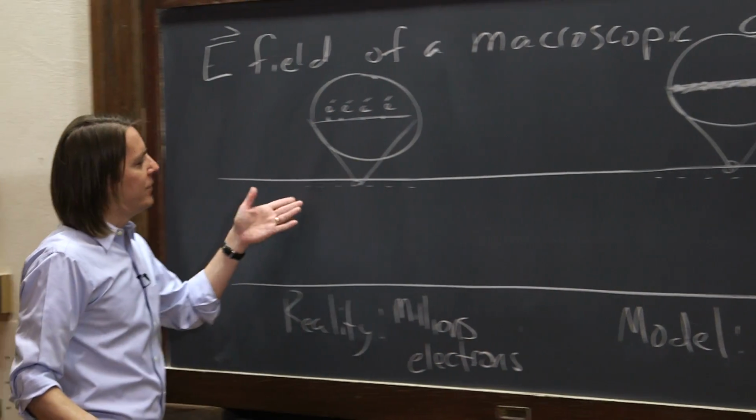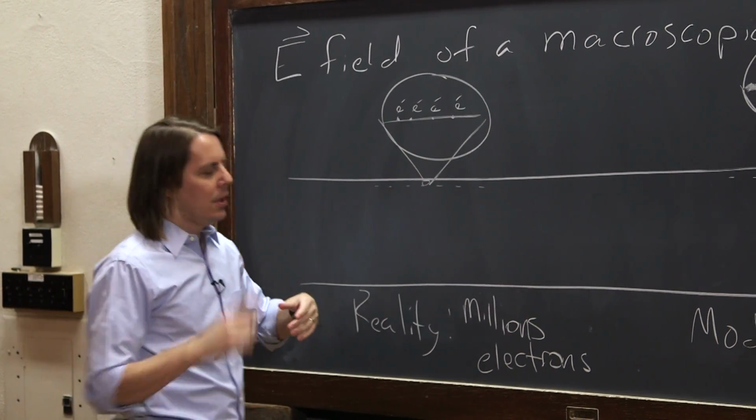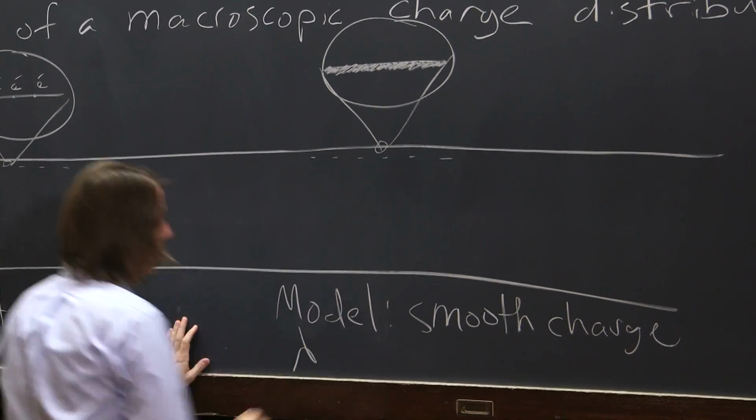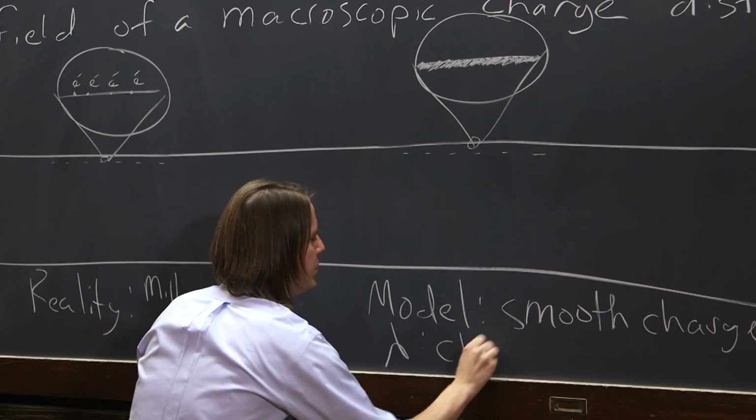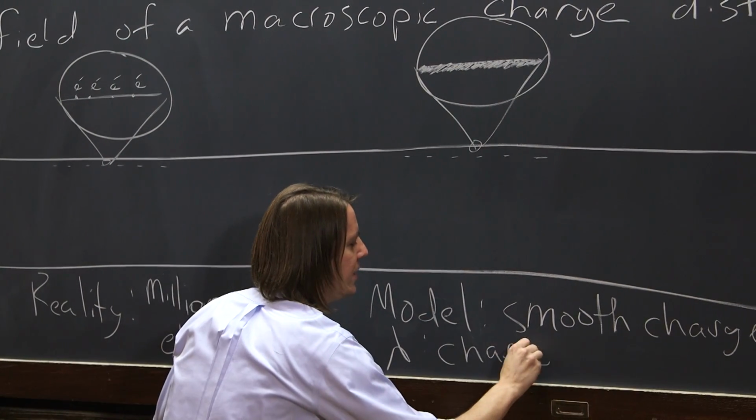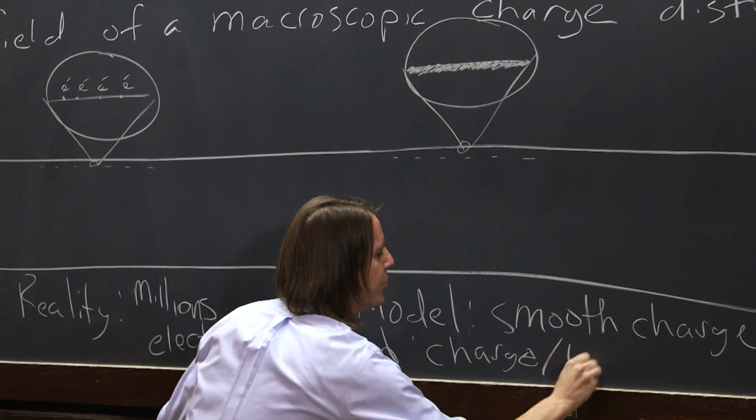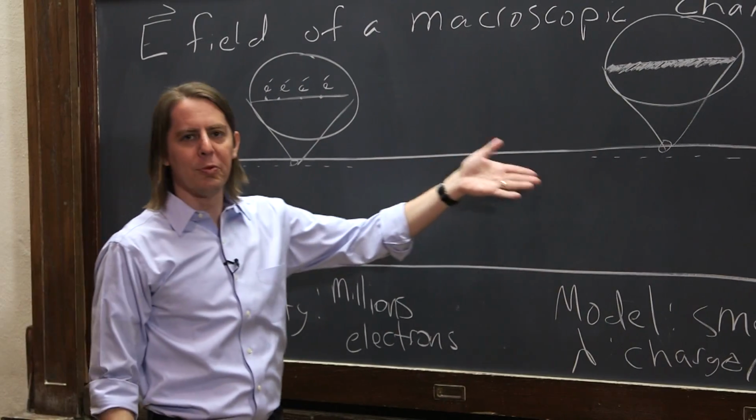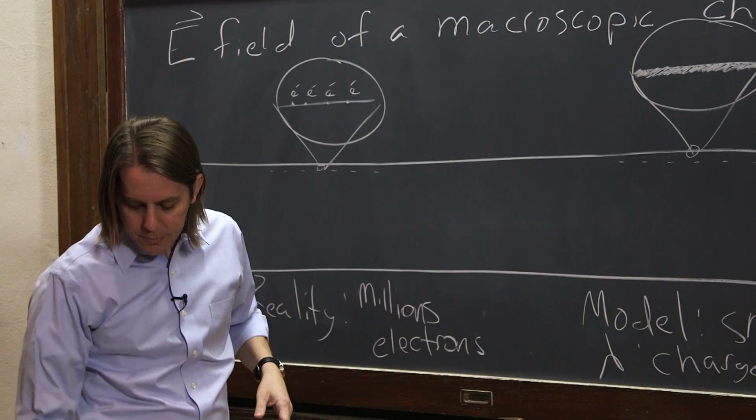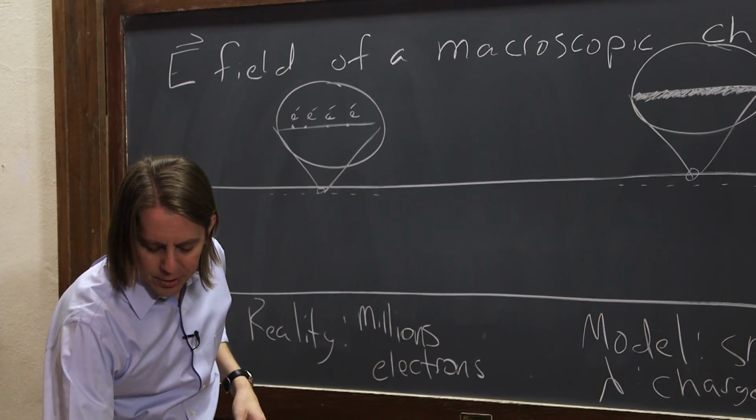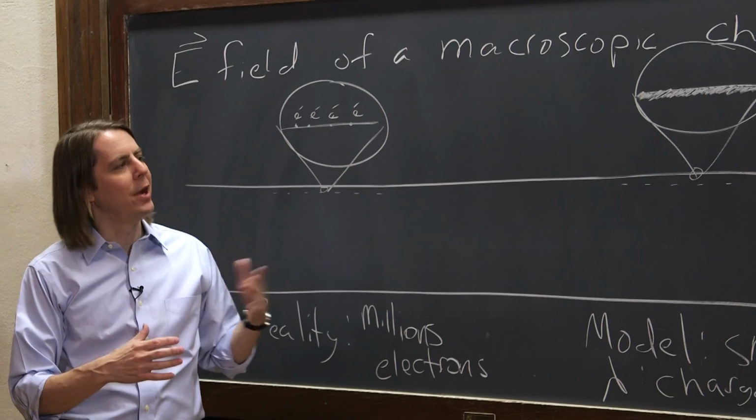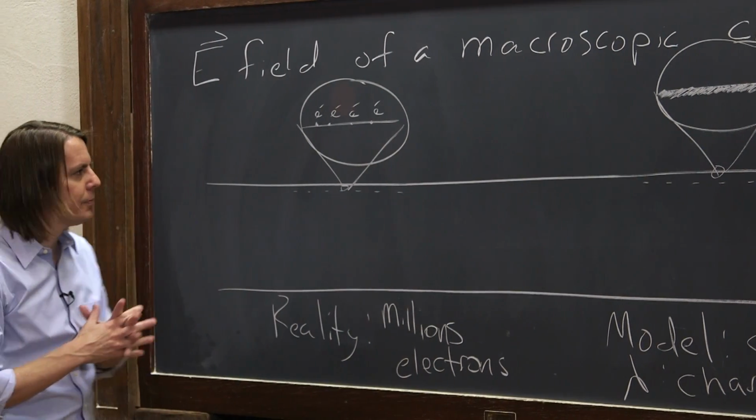And here you might characterize it with some number of electrons per meter. Here we characterize it with lambda, and lambda is the charge density, or in this case, the charge per unit length, which would be in coulombs per meter, charge per unit length. So we're going to use this model, and we're going to then calculate the electric field of a continuum, of a macroscopic charge distribution. Right?